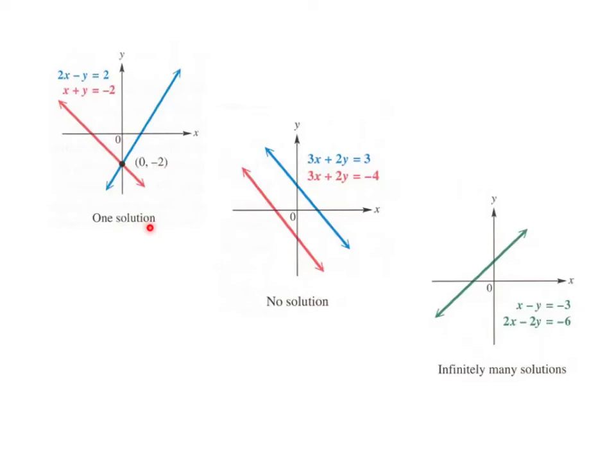Because we're looking for the place where the equations are the same, or the lines are the same, you should notice that parallel lines never touch, so there are no solutions. And then sometimes you have two lines that overlap each other. And in this case, we have infinitely many solutions.